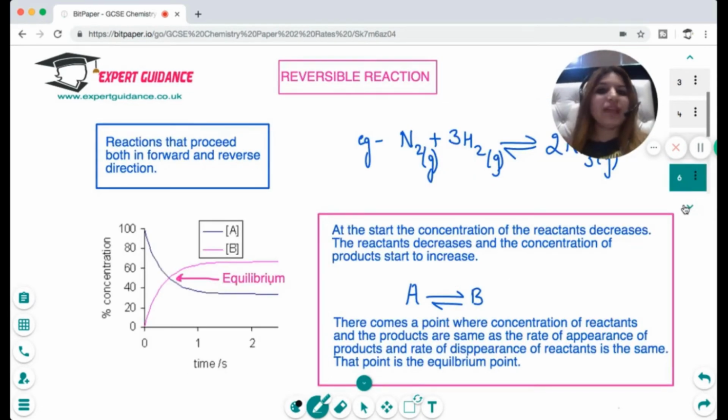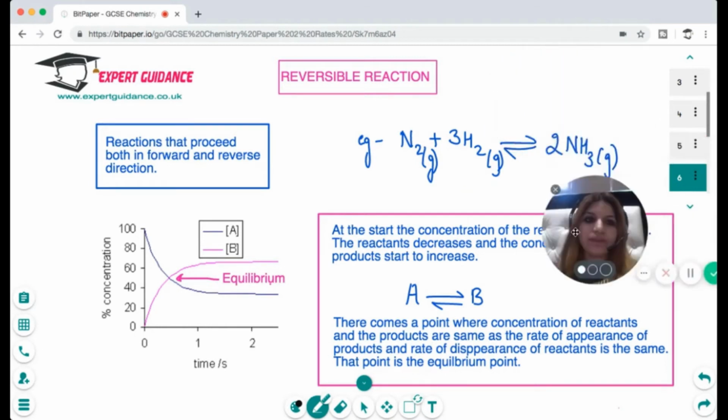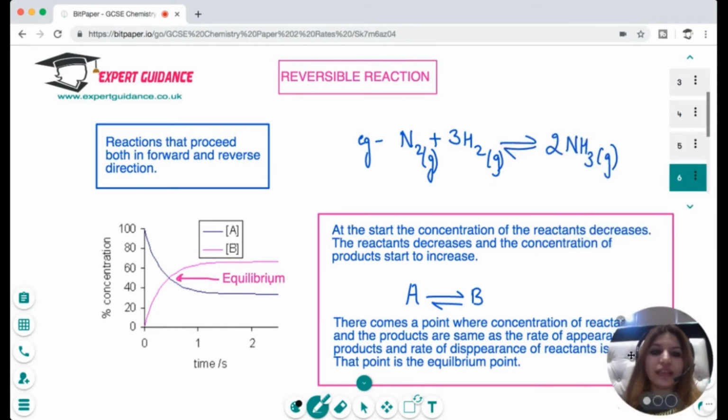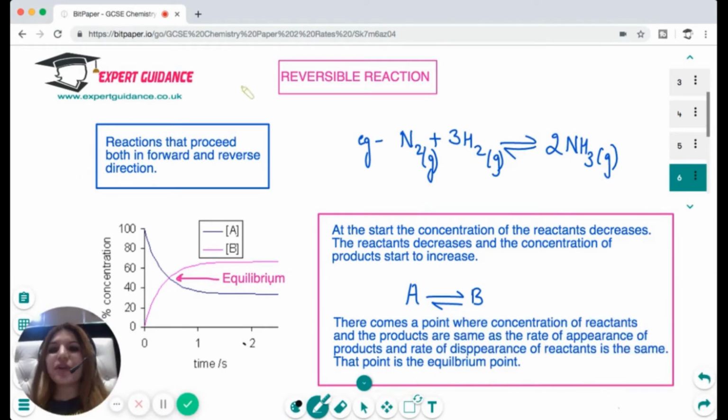Now, that finishes the rate topic, and now let's start with the equilibrium topic. Now, what is an equilibrium? To define an equilibrium, we should first know what is a reversible reaction. Now, there are many reactions in chemistry which are reversible. Reversible means a reaction that proceeds in both directions, that is the forward and the reverse. For example, manufacture of ammonia by the Haber process. So nitrogen plus hydrogen gives ammonia in the forward direction, and in the reverse direction, the ammonia breaks up to give nitrogen and hydrogen. Now, how does this reaction start?